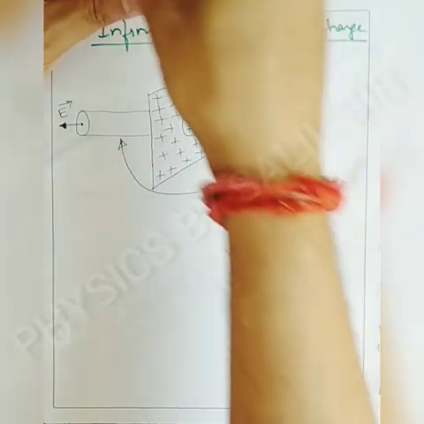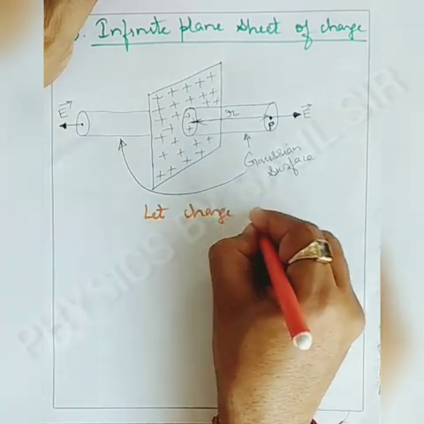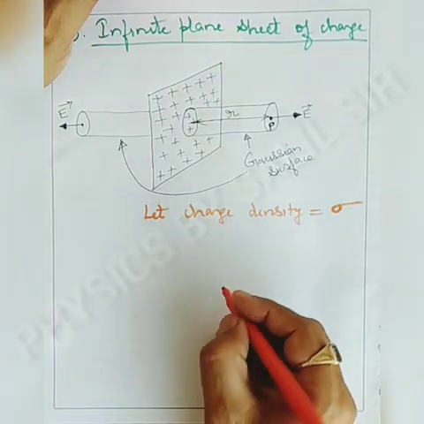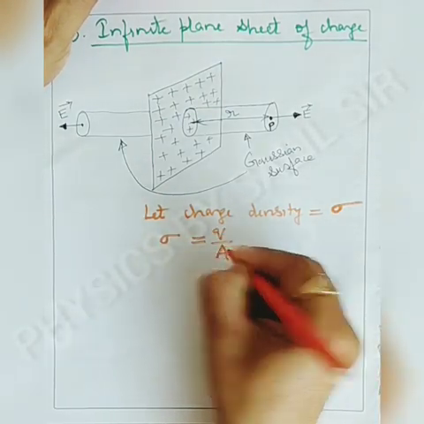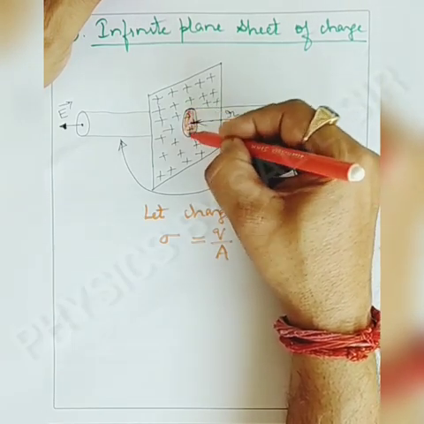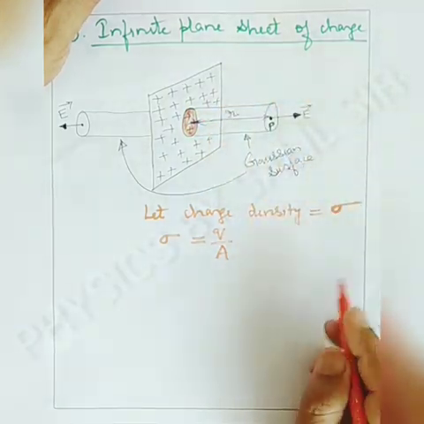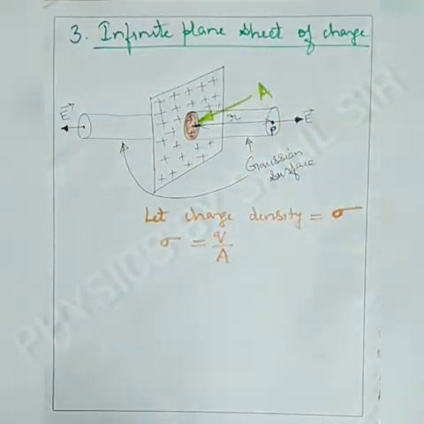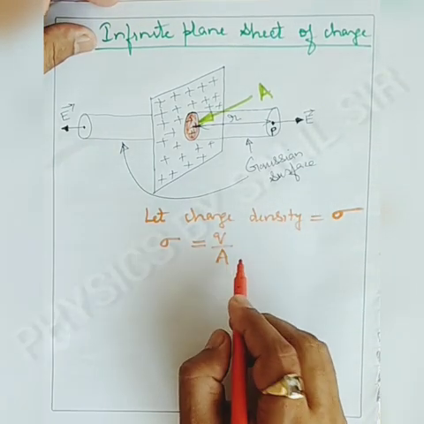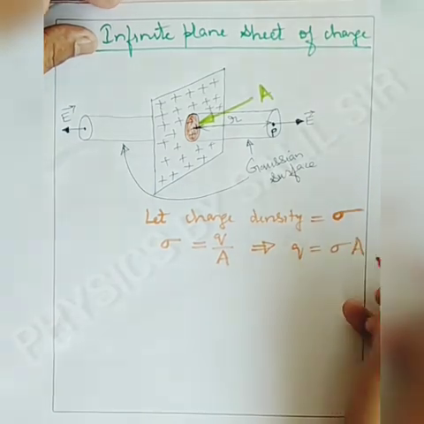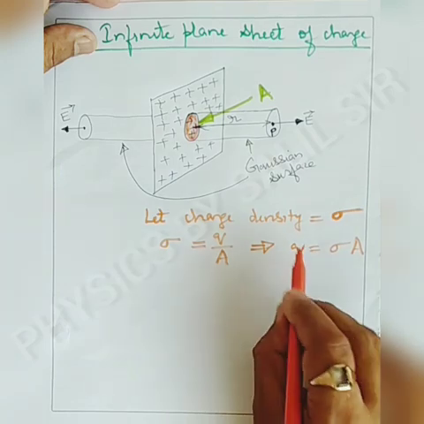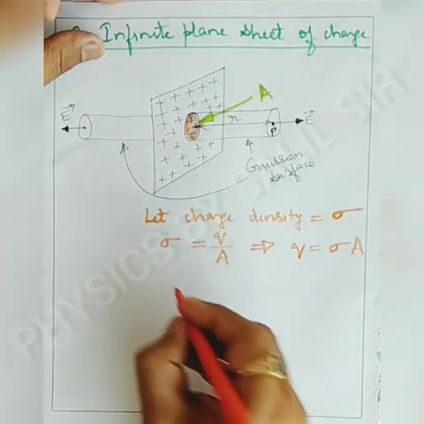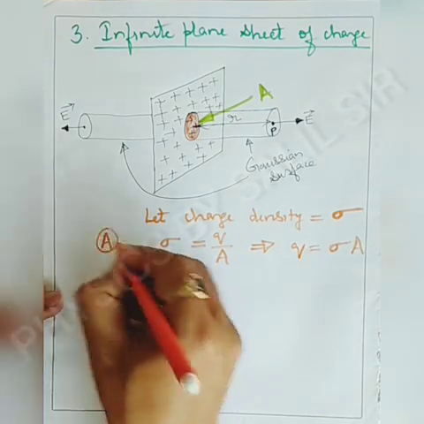Now if we talk about the charge density, for this, charge density is represented by sigma. So sigma is equal to Q upon A. Suppose the area of this surface through which the Gaussian surface is made is A, and this is A. So sigma is equal to Q upon A. It means Q is equal to sigma into A. The total charge will be the product of charge density into total area. So this will be the total charge, and this is A part, which you have to remember.